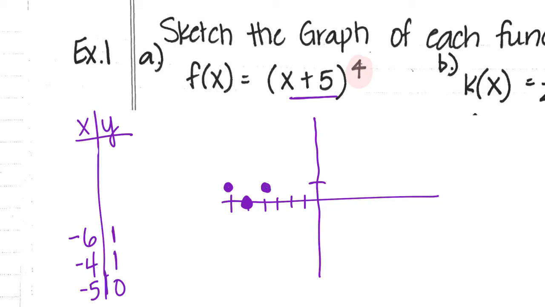I am going up. And what about if I plug in negative 3? Negative 3 plus 5 is 2. 2 to the fourth power is 16. So at negative 7 and negative 3, we're going all the way up to 16. Now, I'm going to graph that way up here. I don't know where that is. That's way up. So notice this one has a little bit of a different stretch.